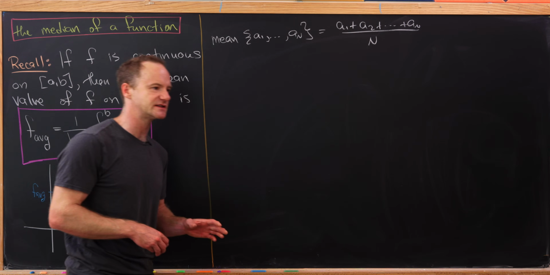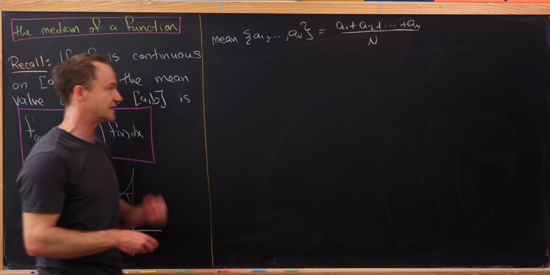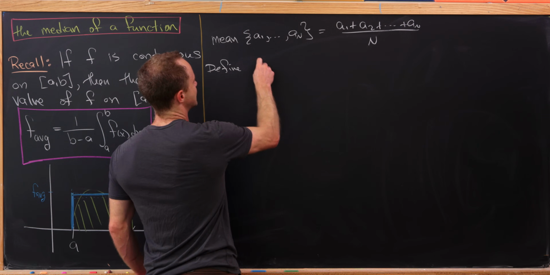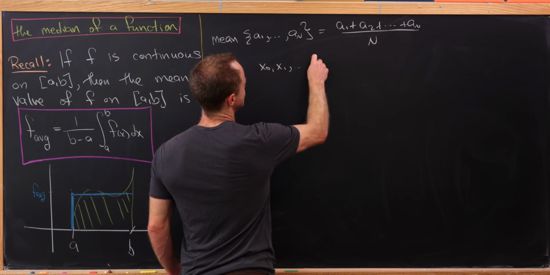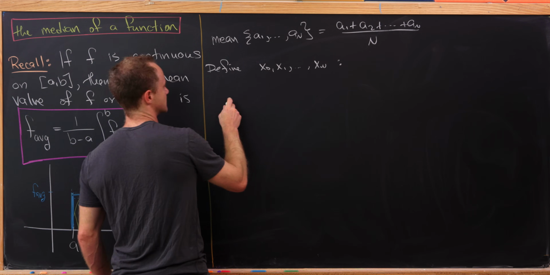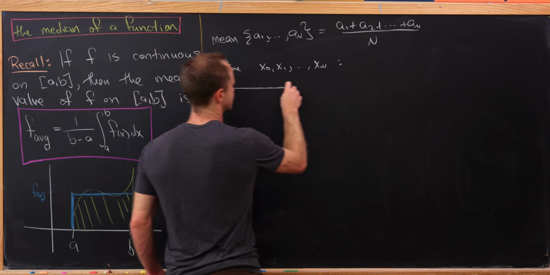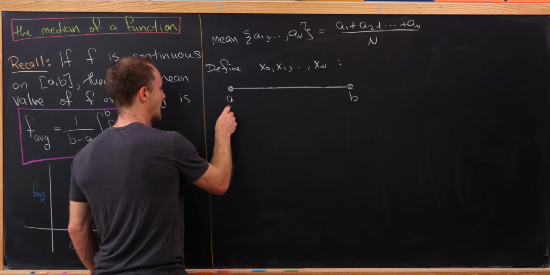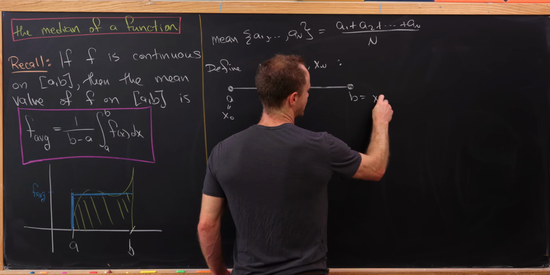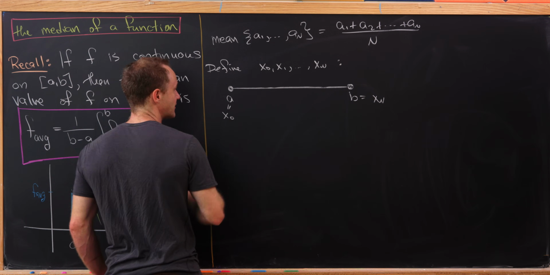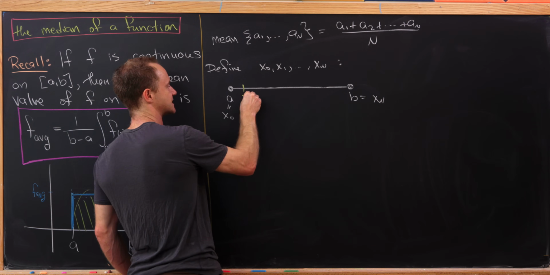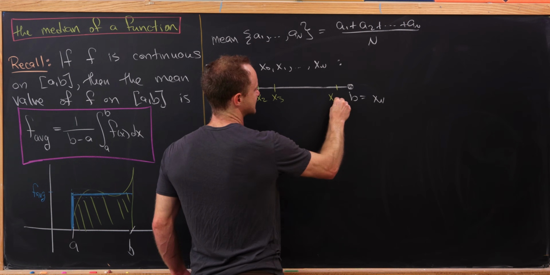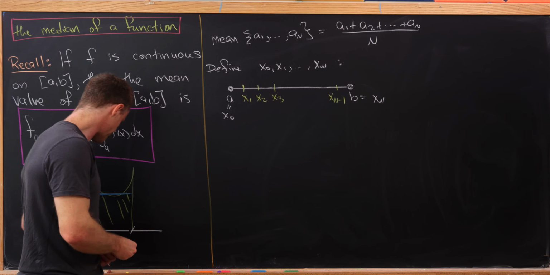But in order to do that, we need to make a so-called partition of our interval. Okay, so let's do it like this. We're going to define these numbers x0, x1 up to x sub n as follows. Let's draw our interval. That's going to be our interval from a to b, and a will be x0, b will be x sub n, and then everything else will be in the middle. So there's x1, there's x2, there's x3, then way over here is x sub n minus 1.